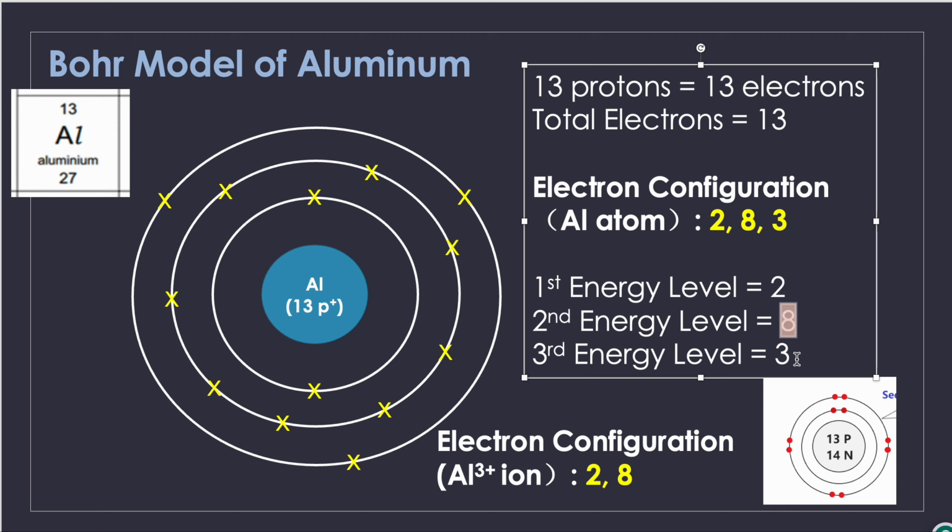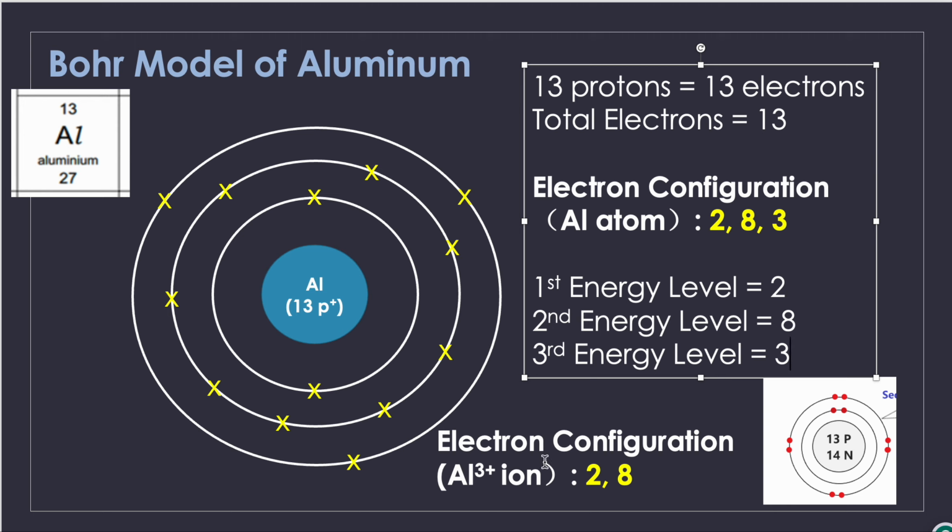The second energy level has 8, and in the third energy level it has 3 electrons. So you just do it like this: you distribute the electrons. You can draw them far from each other, or you can draw them in pairs. In this case, you have 2, then 8, and then 3 in the outermost.